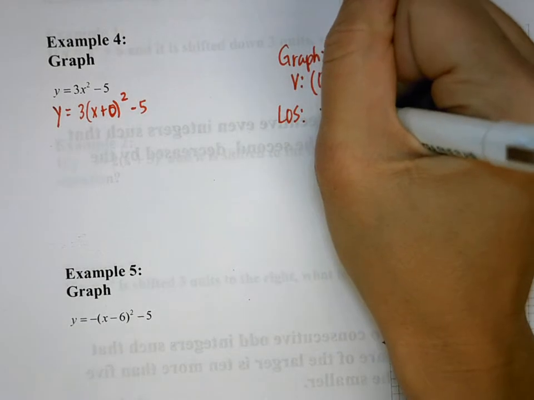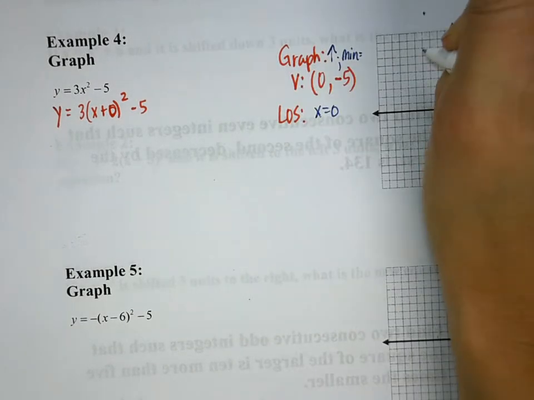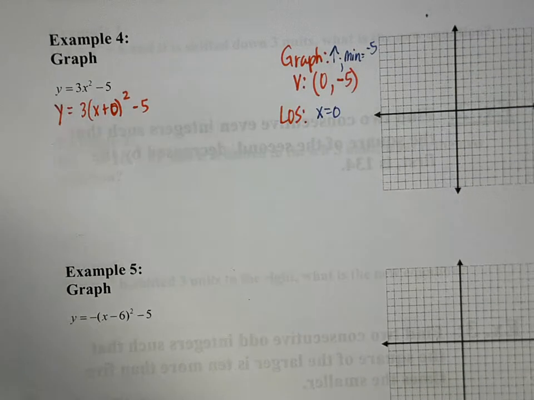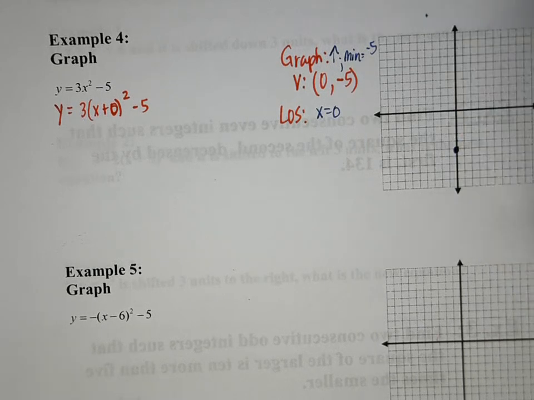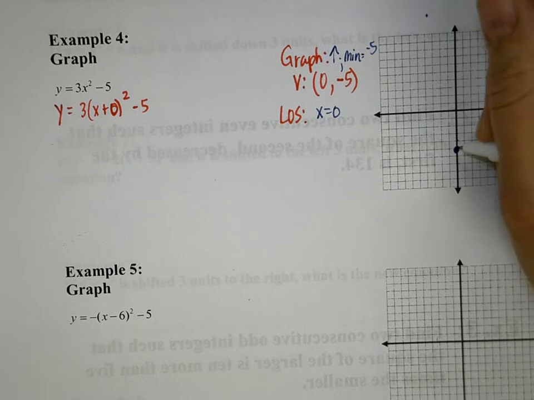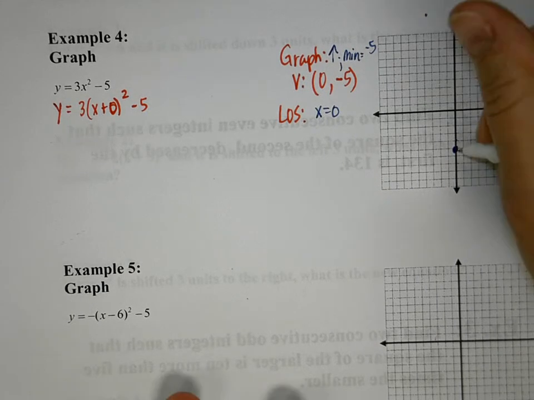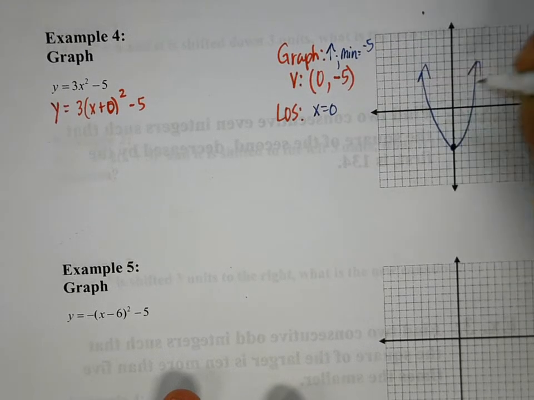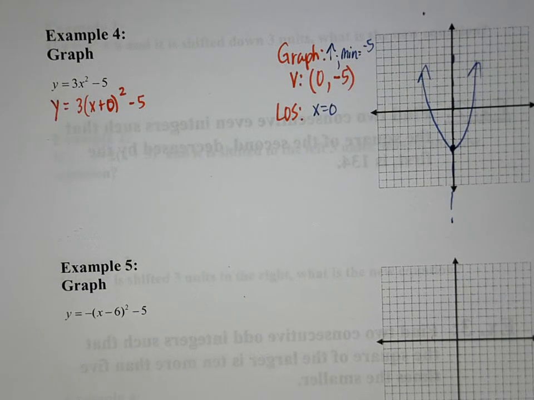With that information, I know that my line of symmetry is x equals 0, and my minimum value is -5. When we go to graph this one, we go 0 on the x and down 5. Make a point. From there, our graph goes up. Would this one be a wider or a narrower graph? Narrower. Fractions are wider. And then your line of symmetry goes through the 0.